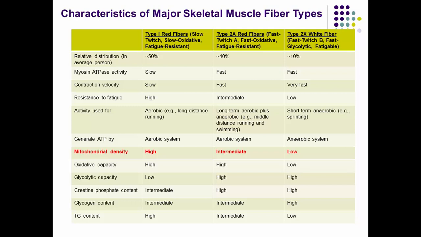And then the percentage. Usually in our body, 50% of fibers are type 1, 40% of fibers are type 2A, and only 10% of fibers are type 2X. Right. Any questions about this table? I think it's very important. Try to remember these two different types, how they do the energy metabolism and how they are involved in different types of exercise.